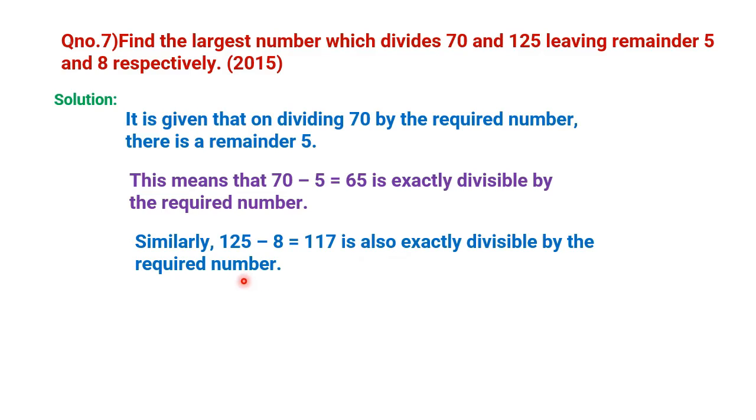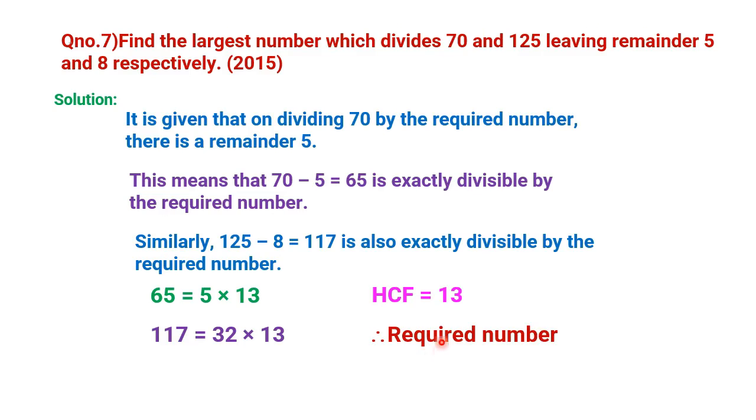We can write both the numbers as 65 is equal to 5 into 13. 117 is equal to 3 squared into 13. We see that HCF here is 13. HCF is equal to 13. Therefore, the required number is equal to 13.